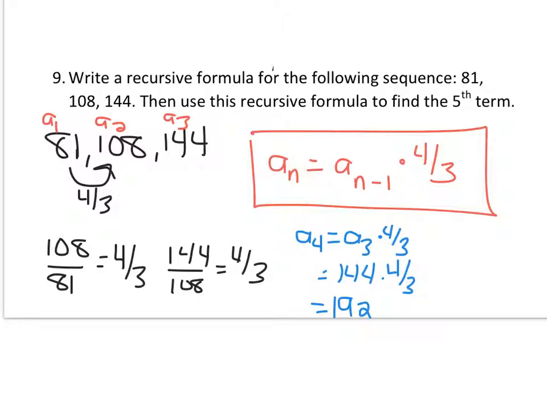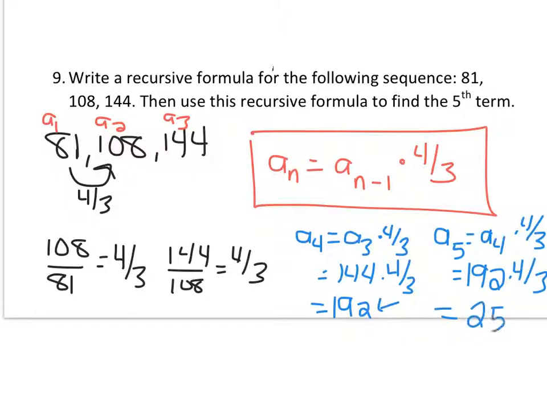Is that what we were looking for? No, we were looking for the fifth term. So in order to find the fifth term, we need to know the fourth term, which we do now. What's the fourth term? Fourth term is 192. So we'll have 192 times 4/3, which gives us 256. So a sub 5 is 256.